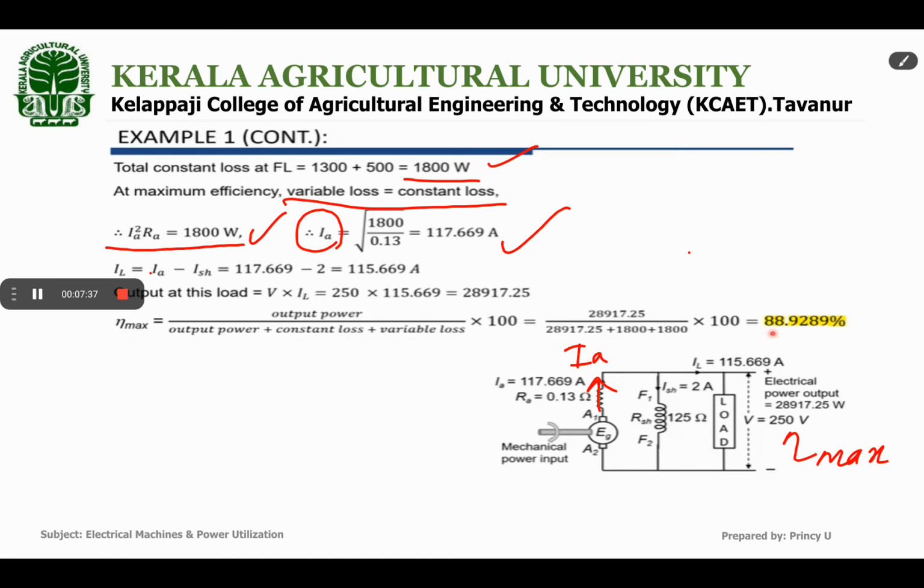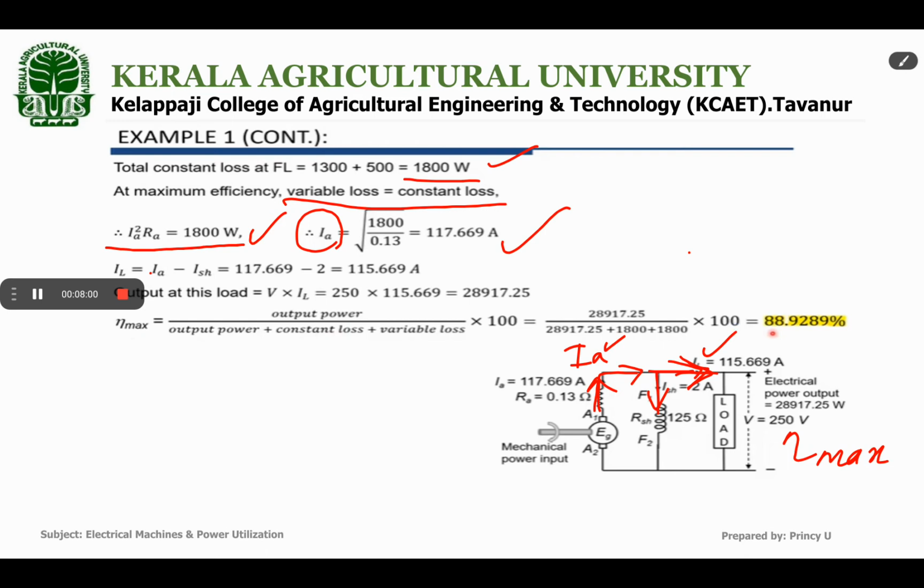We know what the load current is at this particular condition. At maximum efficiency, how do we find the load current IL? This IA is split into the load current and the shunt field current, so IA, the total current, minus the shunt field current will give you the load current.